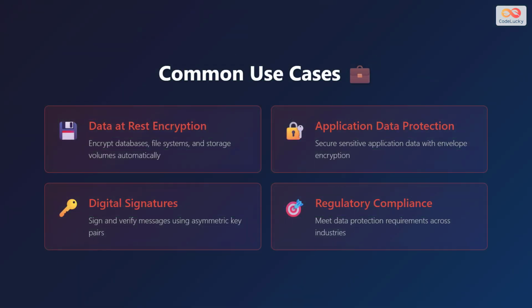Let's look at common use cases for AWS KMS. Data at rest encryption allows you to automatically encrypt databases, file systems, and storage volumes. Application data protection helps secure sensitive application data using envelope encryption. Digital signatures enable you to sign and verify messages using asymmetric key pairs, ensuring authenticity and integrity. Finally, regulatory compliance helps you meet data protection requirements across various industries, from healthcare to finance. These use cases demonstrate how KMS is essential for comprehensive cloud security.